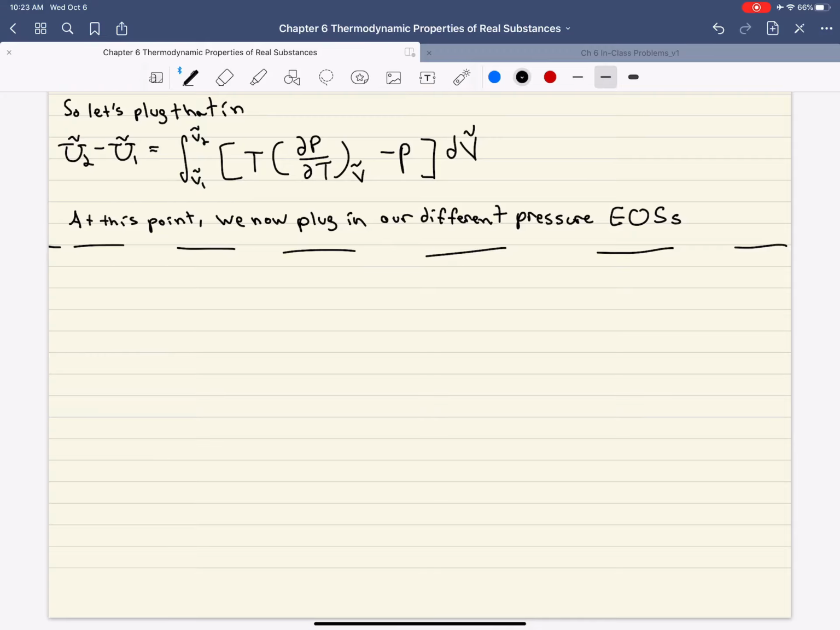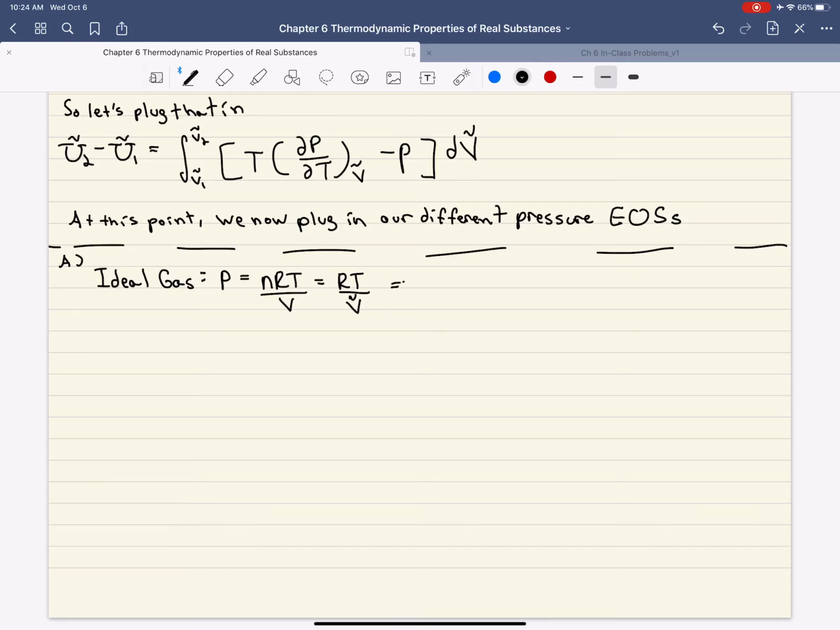So, to demonstrate this to you, let's first start with the simplest equation of state that we know of, which is the ideal gas law. From the ideal gas law, we know that pressure is equal to nRT over V, and we could also write it in terms of molar volume as well, where this just moves down here. Okay, so that's the ideal gas law.